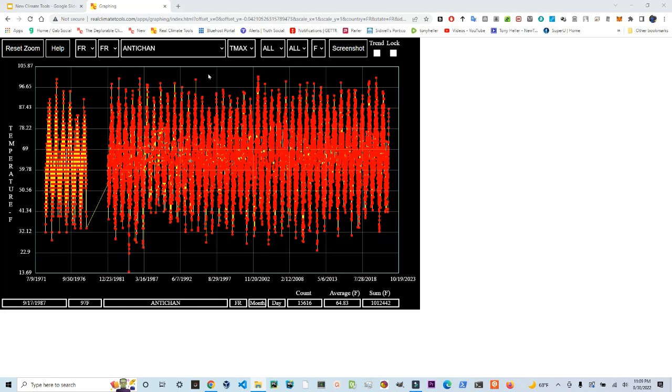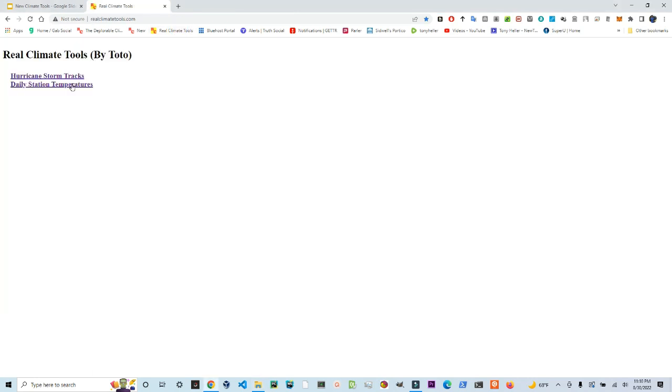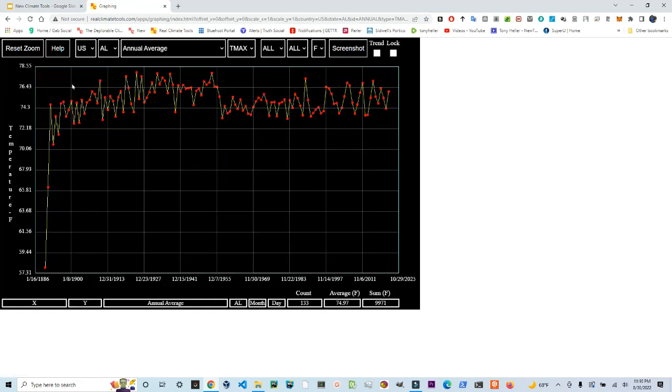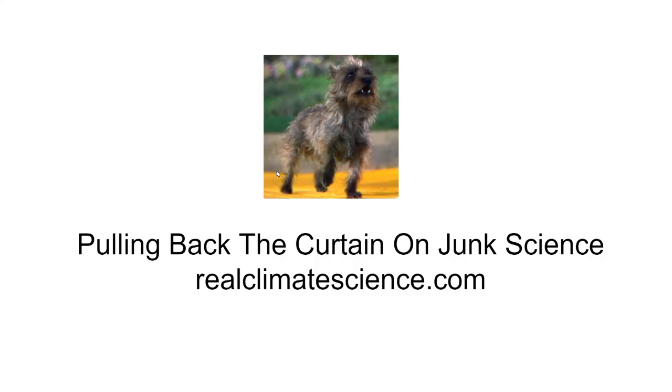Anyone with a computer and access to the internet can access this data. Just go to realclimatetools.com and click on the Daily Station Temperatures link. I believe that people can learn a lot about the climate very quickly using this tool. There's massive amounts of climate data available, and it can be accessed and visualized very quickly from this website. I find it invaluable for quickly identifying false claims made about the climate by the press.